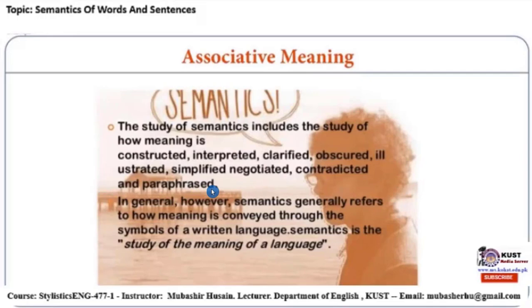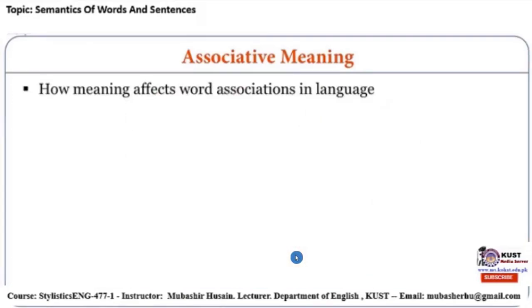In general, however, semantics refers to how meaning is conveyed through the symbols of a written language. Semantics is the study of the meaning of language, and how meaning affects word association in language. Do you know that? No? If not, then just listen carefully.